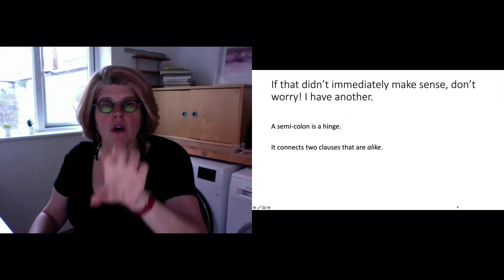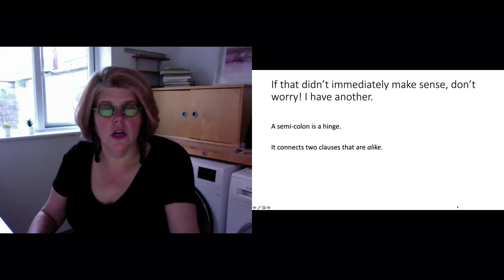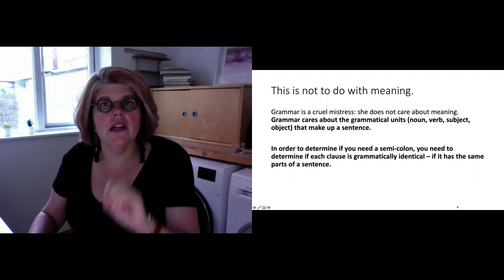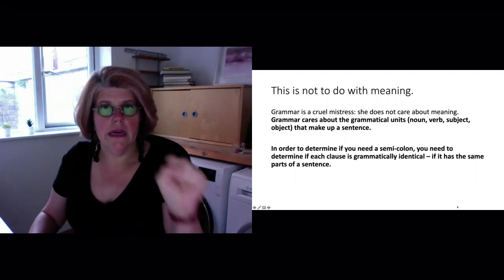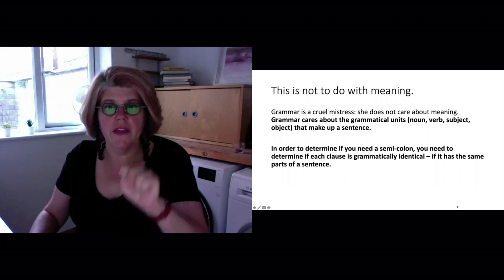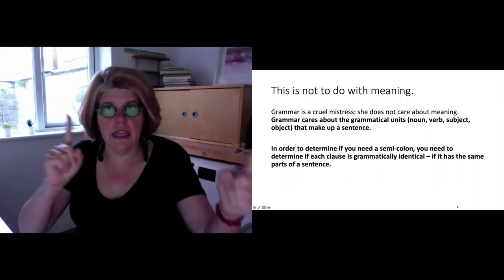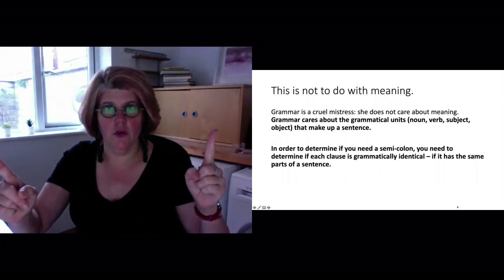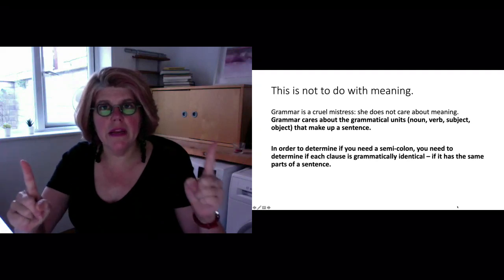Okay? If that is unclear, because you can't remember what a main clause is, just remember a semicolon connects two clauses that are alike, grammatically alike. It's not to do with meaning. A semicolon connects two clauses that are grammatically identical, and each is a main clause.